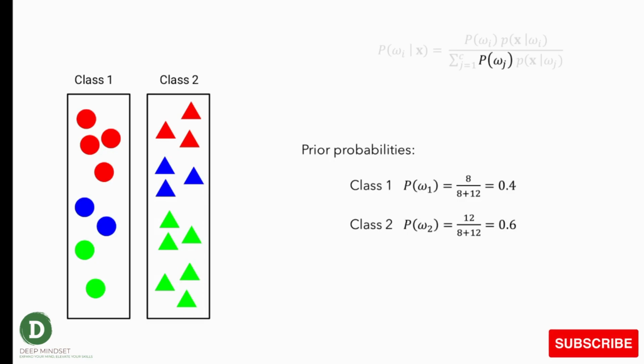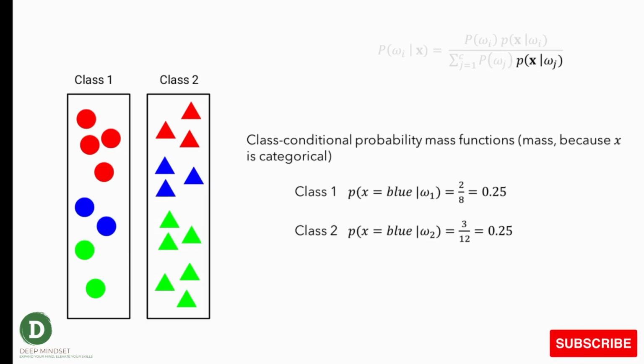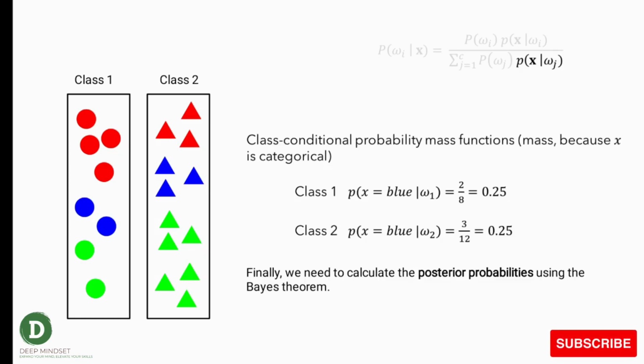Everyone with me so far? Okay. So now, the class conditional probability, which is about which class it's in. We're saying that it's a probability mass function because it's categorical, it's not density. It's mass because there are only set values. So for class 1, if X is blue, then the chances of it being blue in class 1 are 2 out of 8, or 0.25. In class 2, the chances of it being blue is 3 out of 12. Once we've got that, we can calculate the posterior probabilities using the theorem.